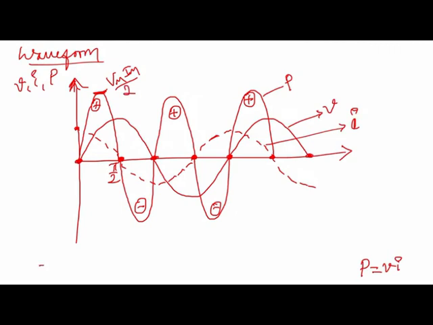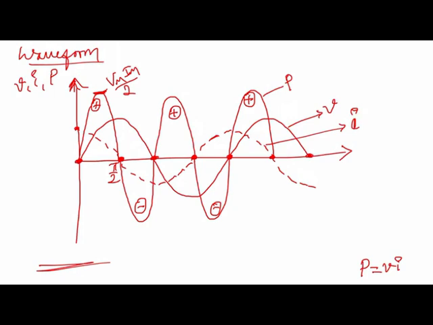So this is the analysis of the pure capacitive circuit. One thing we need to understand from these 3 analyses of the resistor, inductor and pure capacitor: in the case of the resistor, current and voltage are in phase. In the case of the inductor, current lags the voltage by 90 degrees. In the case of the capacitor, current leads the voltage by 90 degrees.